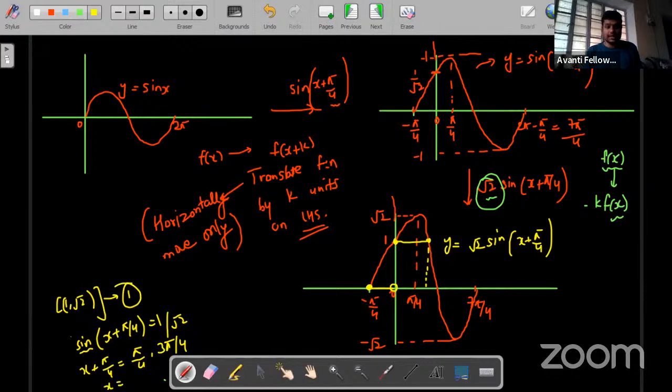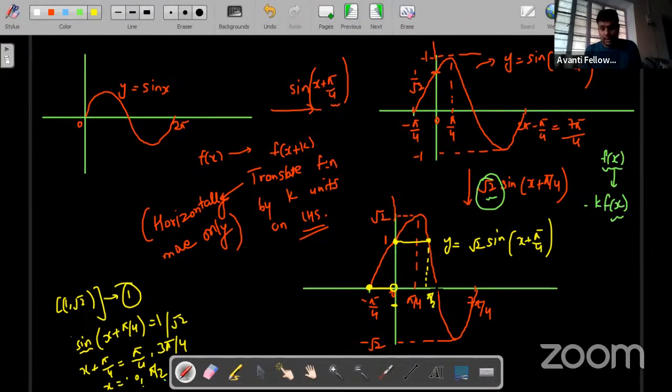By solving, we'll get x equals 0. And 3 pi by 4 minus pi by 4 means 2 pi by 4, which is pi by 2. So 0 we have already got here. At 0 we are getting 1. At pi by 2 we will also get 1. Clear? So similarly we have to find all the points where the function's GIF is changing.